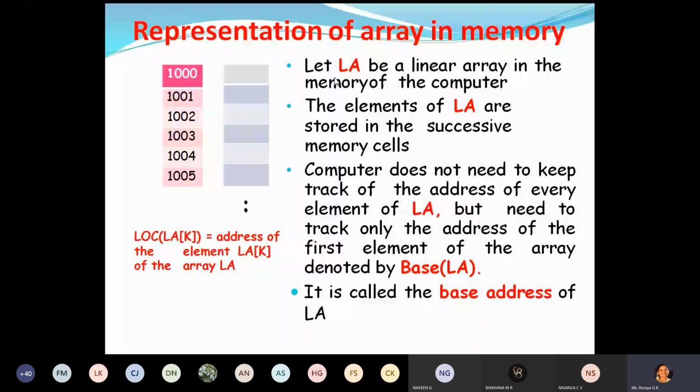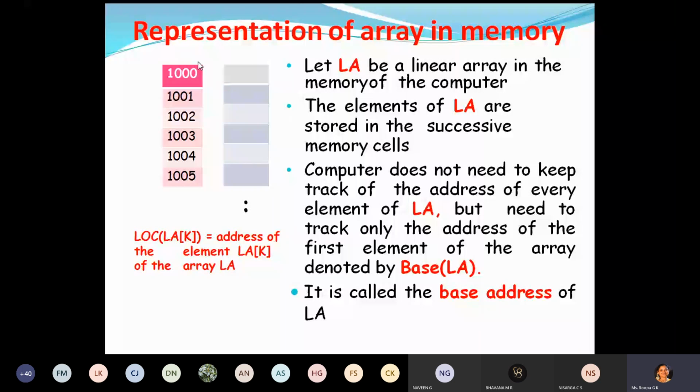Let LA be a linear array in the memory of a computer. So what is the name of the array? It is nothing but LA. Now the elements of LA are stored in successive memory cells. That point you also know. If I store 10 here, the next element I have to store here. With respect to arrays, elements are stored like that only: 10, 20, 30 in continuous order.